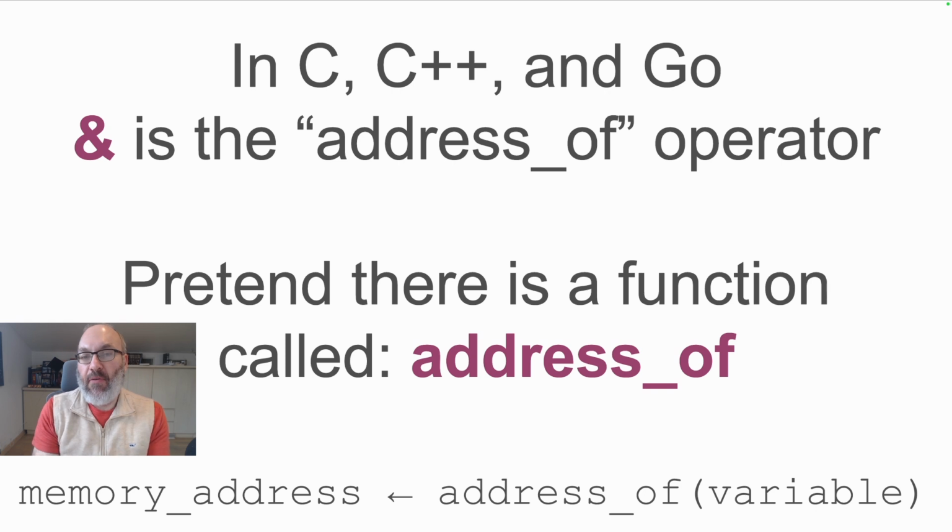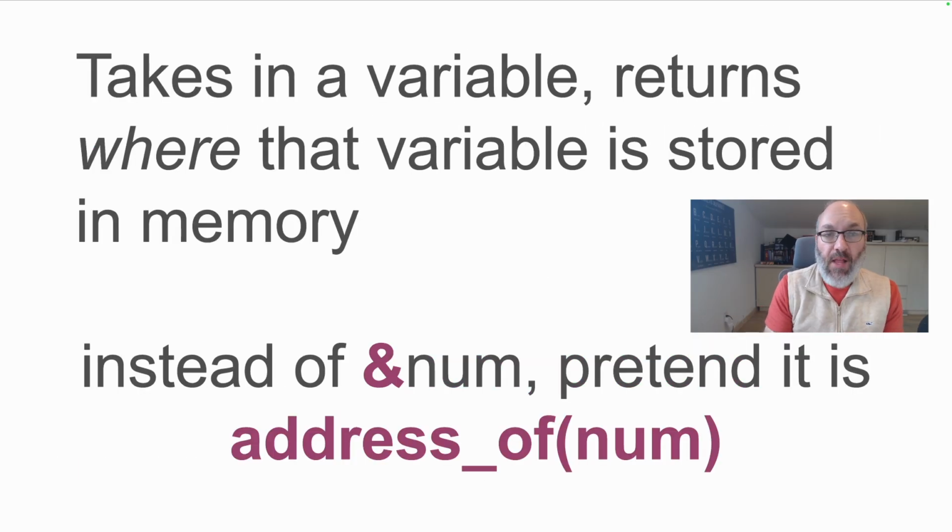It's a little bit of the reverse process. You can think of it as almost like this function, the address of function, that's going on behind the scenes. So whenever you're reading and you see this ampersand, pretend you're reading out loud, the address of num, or the address of blah is this, and it's going to give you back a memory address. This mythical function doesn't actually exist. It takes in the variable and it returns where that variable is stored in memory. So instead of ampersand num, pretend it's actually the address of num.